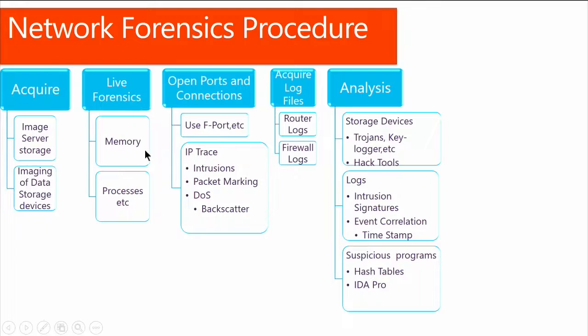Live forensics: Hasain showed you, and I had a demo as well, how you can get the memory out and how you can get the processes. To open ports, you can use TCPView or Fport from Mark Russinovich. You can use IP trace and packet analysis. To acquire logs, you can check the router, firewall logs, and Windows networking logs. To analyze, you should be able to look in the storage devices. And in our next session, we're going to talk about Trojans, keyloggers, hacking tools, and logs. So this can be done.